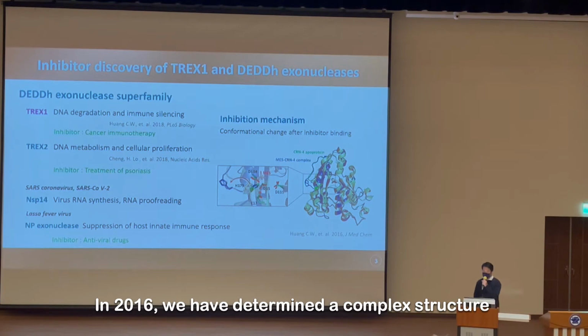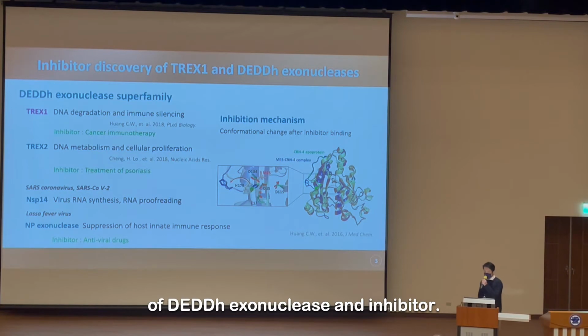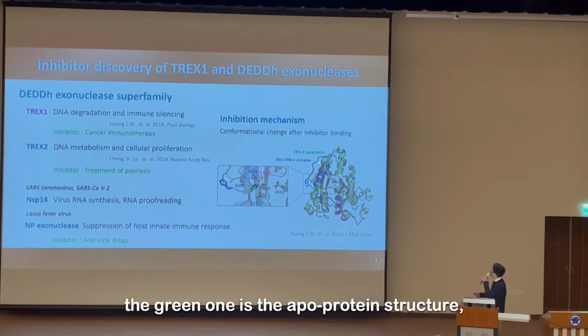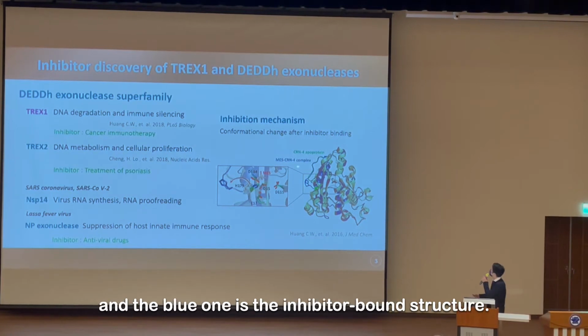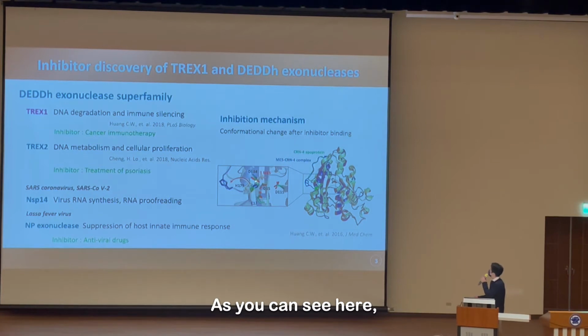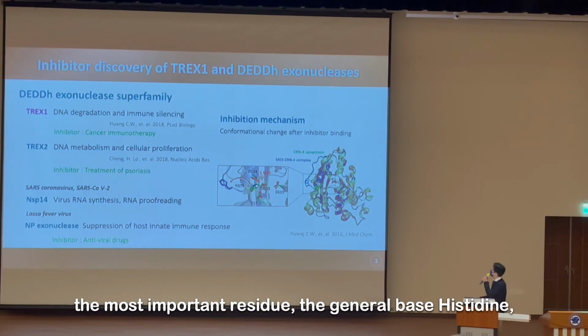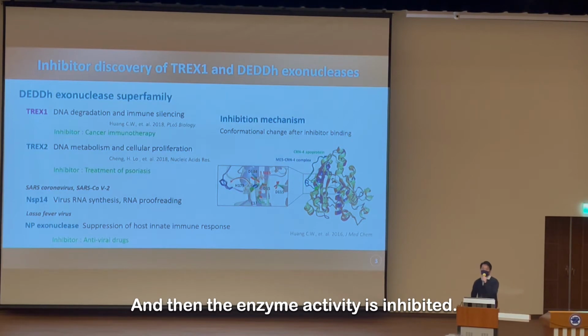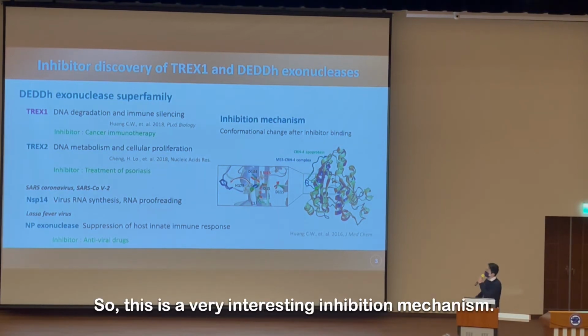In 2016, we determined a complex structure of a DEDDh exonuclease and inhibitors. As you can see here, the green one is the apoprotein structure, and the blue one is the inhibitor-bound structure. After the inhibitor binding, the most important residue, the general base histidine, moves away from the active site, and then the enzyme activity is inhibited. So this is a very interesting inhibition mechanism.